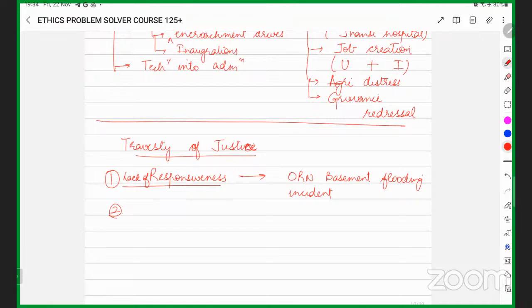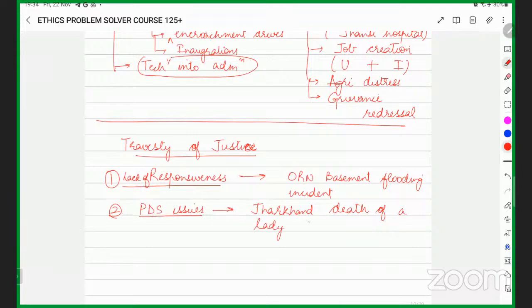Then I talked about integration of technology in administration. You can write about certain PDS issues, that a lady in Jharkhand failed to get her biometric authenticated, and as a result, she died of starvation. So you can write here simply in shortened form, Jharkhand death of a lady, bracket, biometric issue.